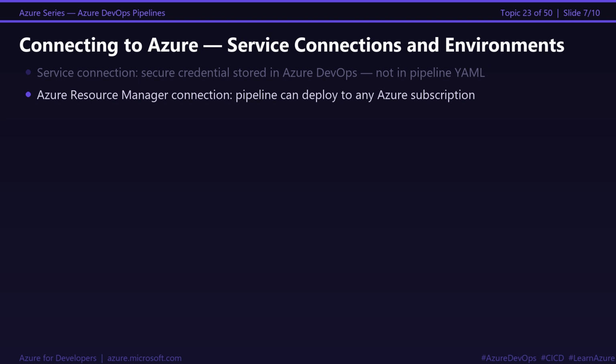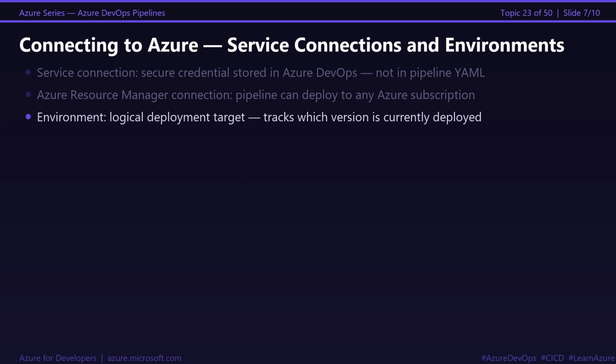You create a secure credential in Azure DevOps once. The pipeline references it by name. The actual credential is never in code, never in logs, never visible to developers.